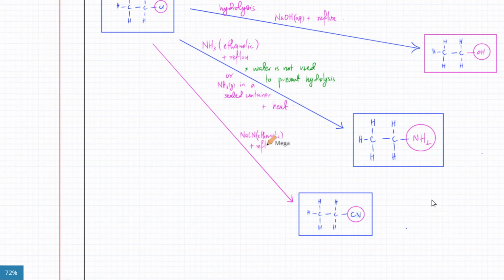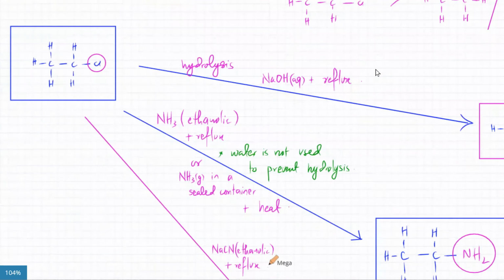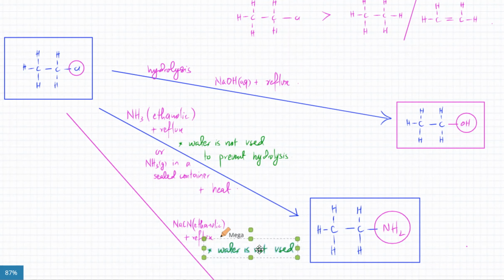Sir, could you repeat why it's used? Yeah, I said water is avoided, because if you use water, then there's going to be hydrolysis. Instead of the Cl, there are going to be OH ions coming in the way. Is that clear? Yeah. Okay. So water is not used to prevent hydrolysis. So this reasoning goes over here with this one as well.